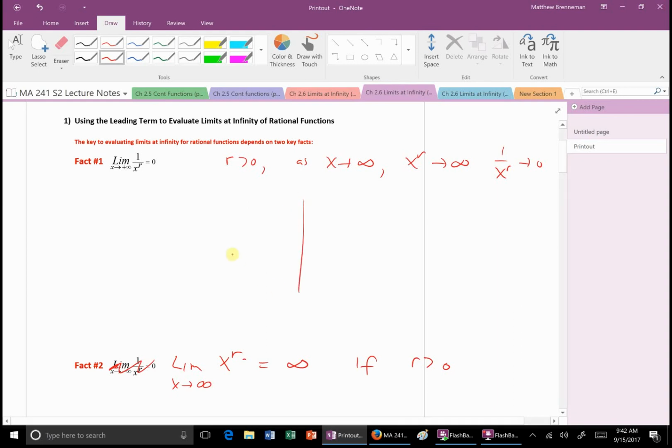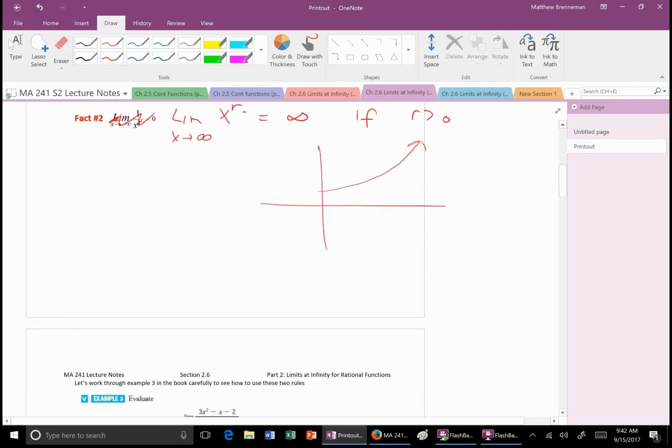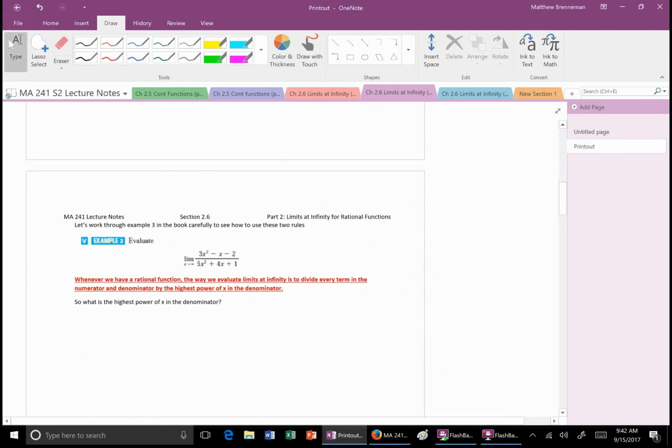so this is the graph. And the graph of this looks like this. So now we have something really nasty looking. Right? We have the limit of some ratio of that curve.